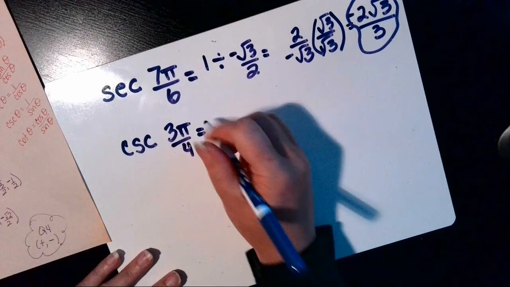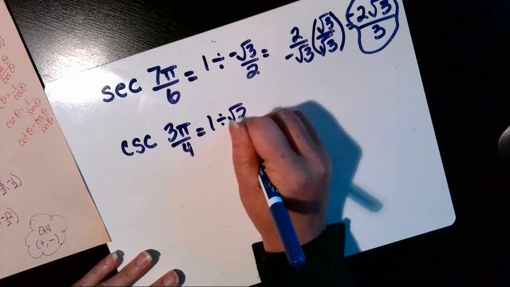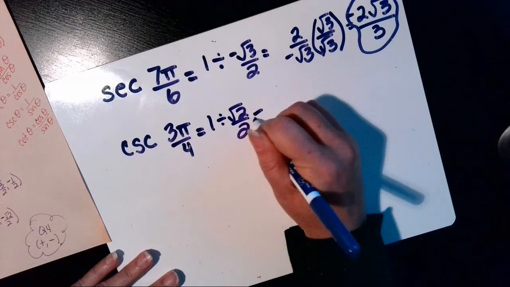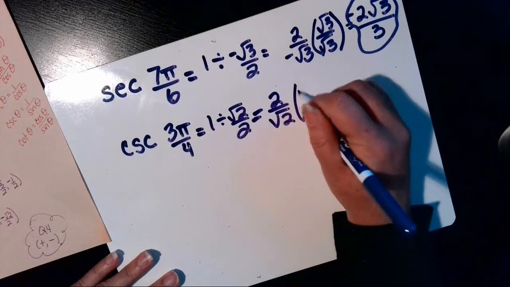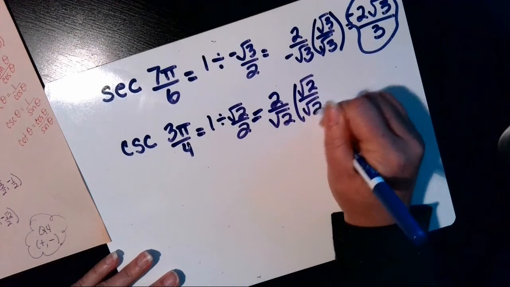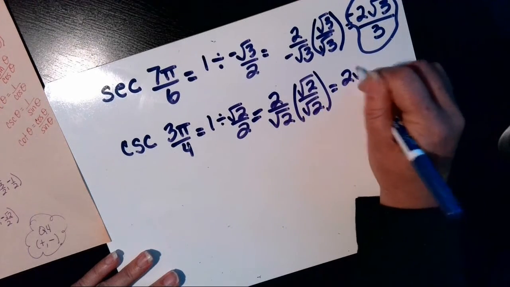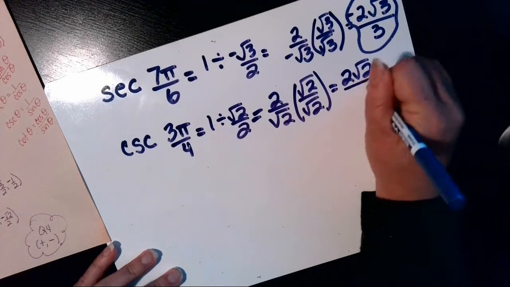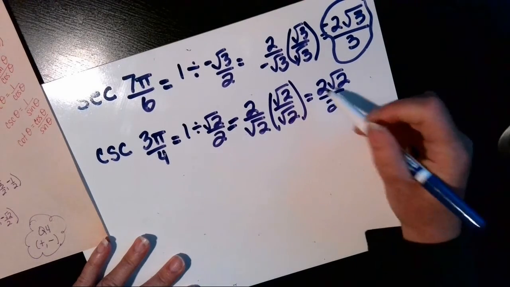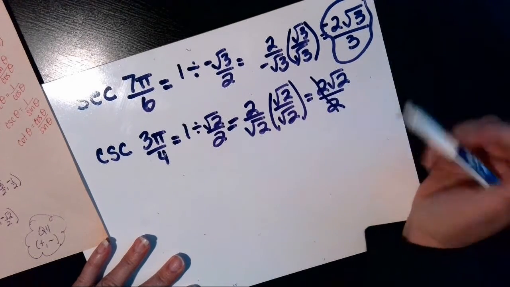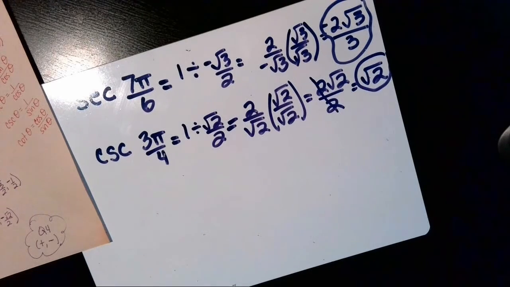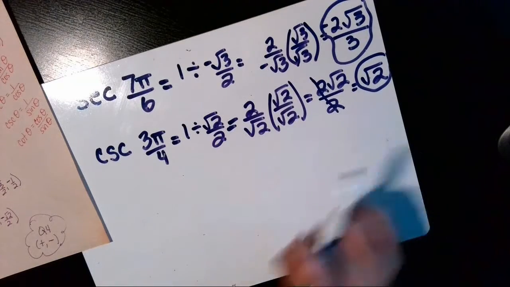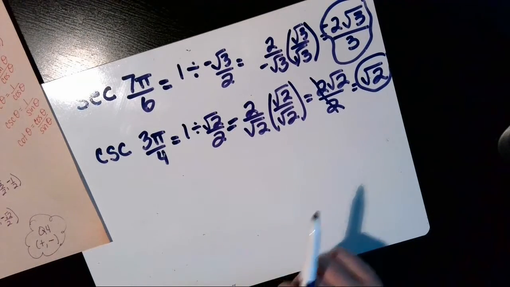So we want to take 1 divided by root 2 over 2, which is 2 over square root of 2. Then we're going to rationalize that denominator, and we're left with 2 root 2 over 2. And these 2's here are going to cancel, and that'll simplify to just a positive square root of 2. So the cosecant of 3 pi over 4 is exactly the square root of 2.